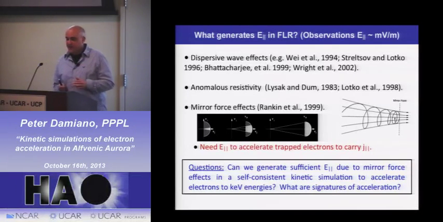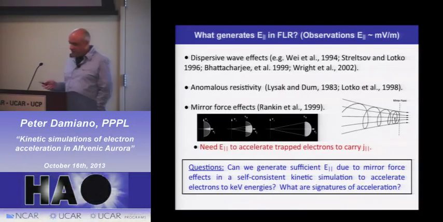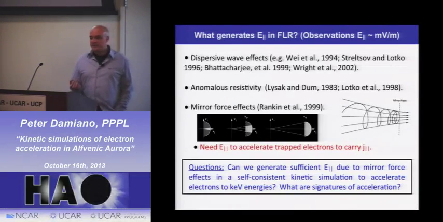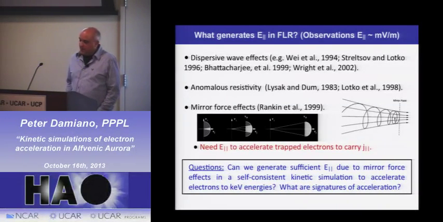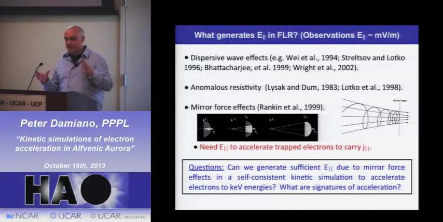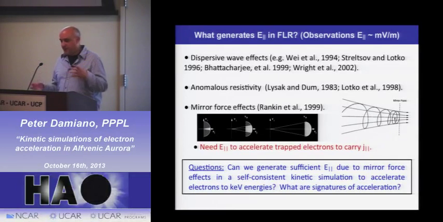So anyway, what I'm going to focus on today is the last of these possibilities. As I mentioned previously, you generate an E parallel when you have an impedance to the electron motion along the field line. And now the mirror force introduces an impedance because a large section of the electrons are actually trapped. You've got such a small loss cone that you can't carry the field line current that you would need to. So you have to develop a potential drop in order to accelerate electrons to carry the field line current that's required by the wave.